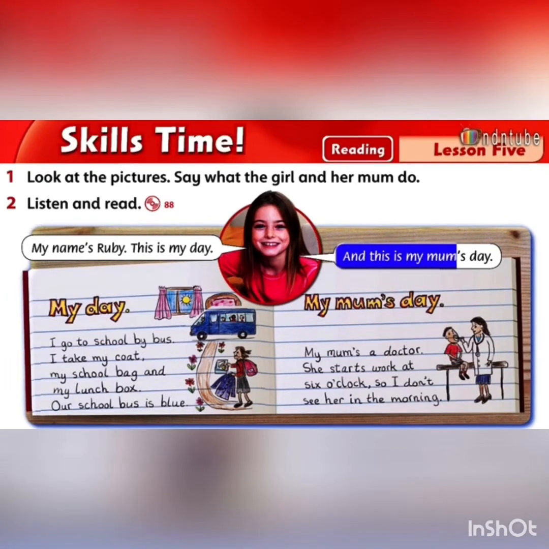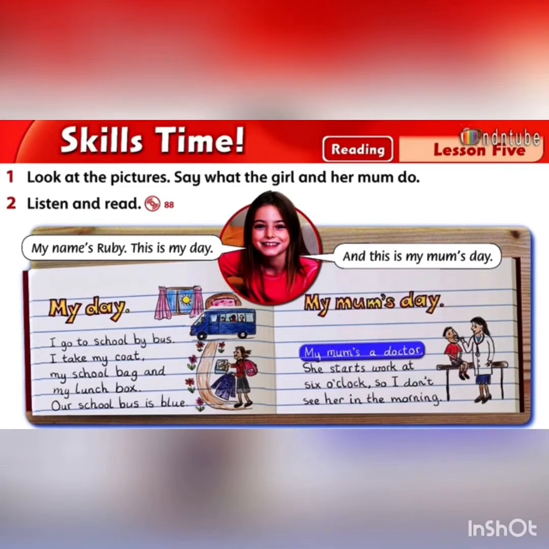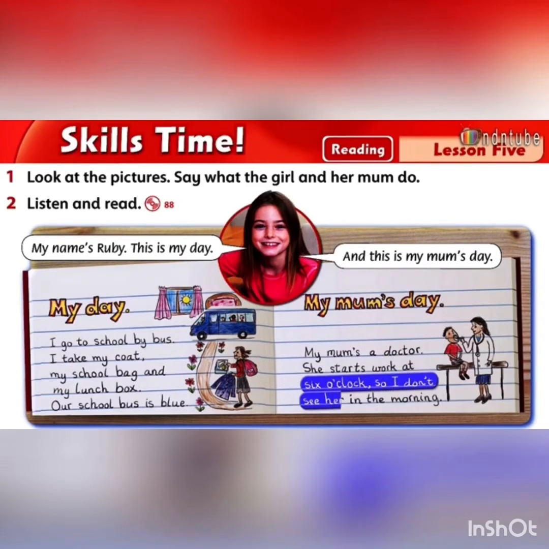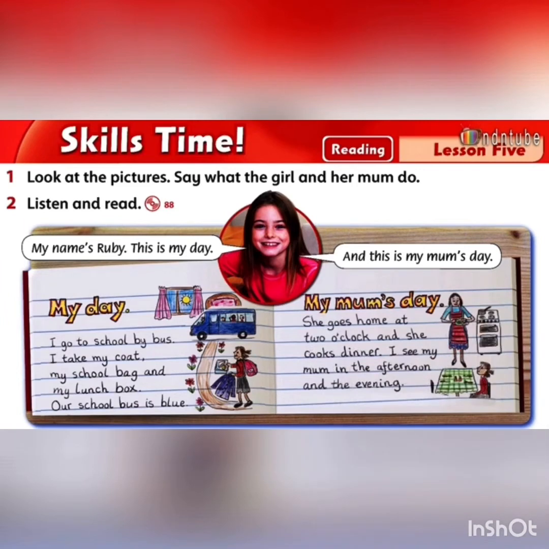And this is my mum's day. My mum's a doctor. She starts work at 6 o'clock, so I don't see her in the morning. She goes home at 2 o'clock, and she cooks dinner. I see my mum in the afternoon and the evening.